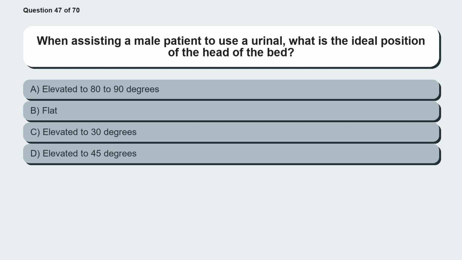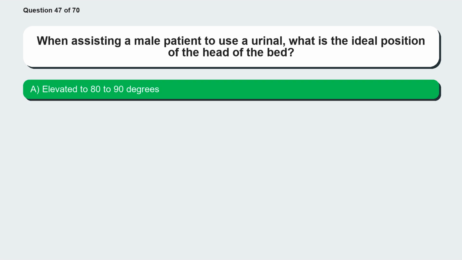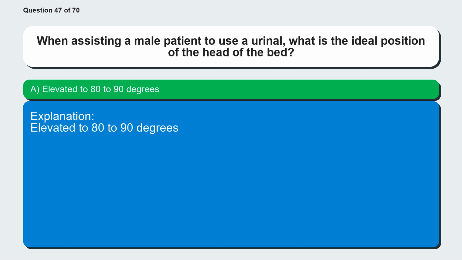Option A, elevated to 80 to 90 degrees. Option B, flat. Option C, elevated to 30 degrees. Option D, elevated to 45 degrees. The correct answer is option A, elevated to 80 to 90 degrees.